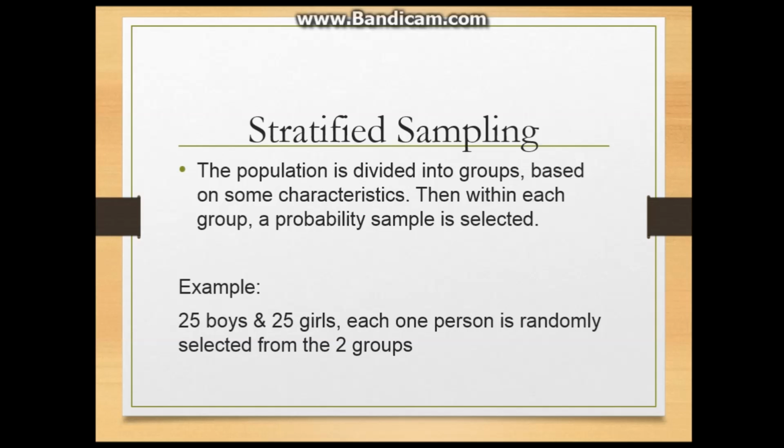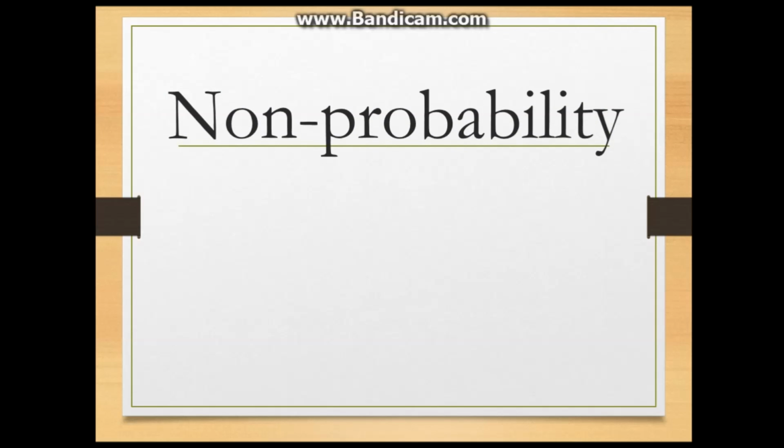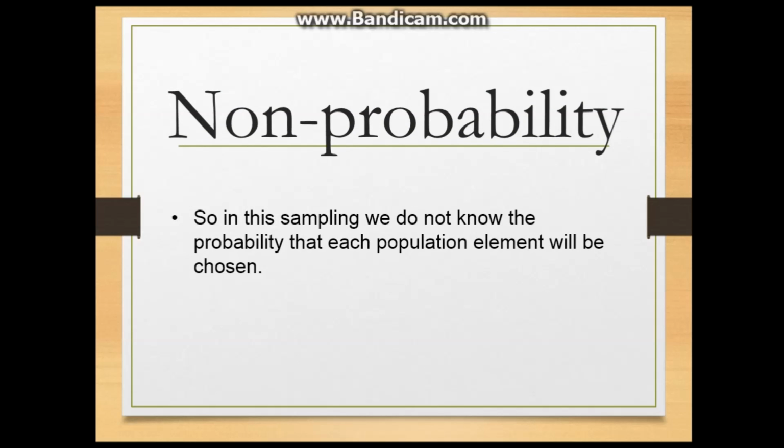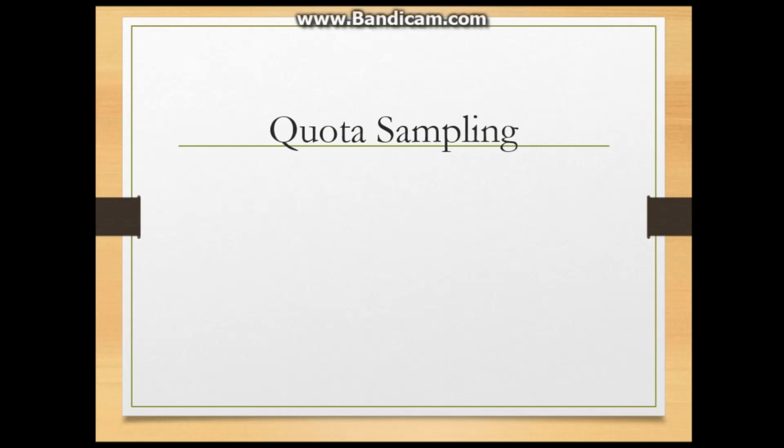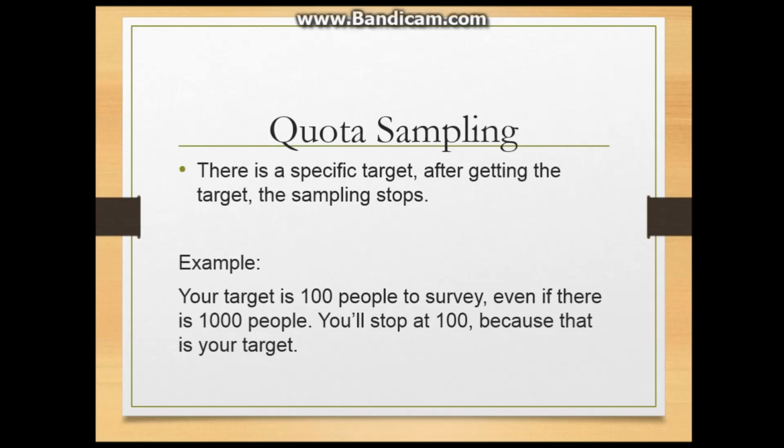So the above mentioned sampling techniques are under probability. Now we will discuss sampling techniques under non-probability. In non-probability sampling, we do not know the probability that each member of the population will be chosen. It has three types. First is the quota sampling. In quota sampling, there is a specific target. After getting the target, the sampling stops. An example is, your target is 100 people to survey. Even if there are 1,000 people, you stop at 100 because that is your target.